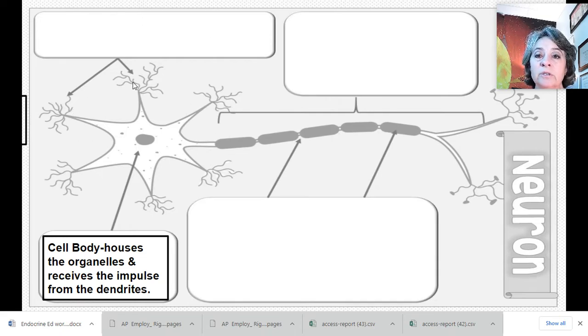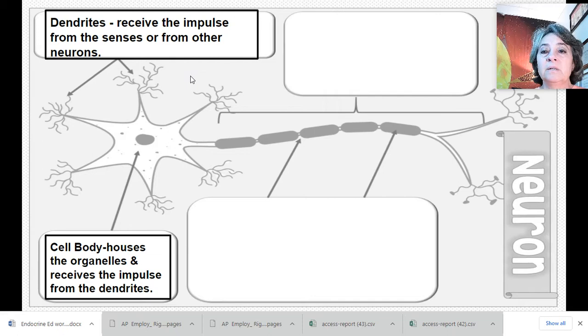These smaller tree-like processes are called dendrites. That root word dendra means tree, and so these kind of look like tree branches, so someone named them that because of that. But these are the processes that receive impulses from the senses or from another neuron.